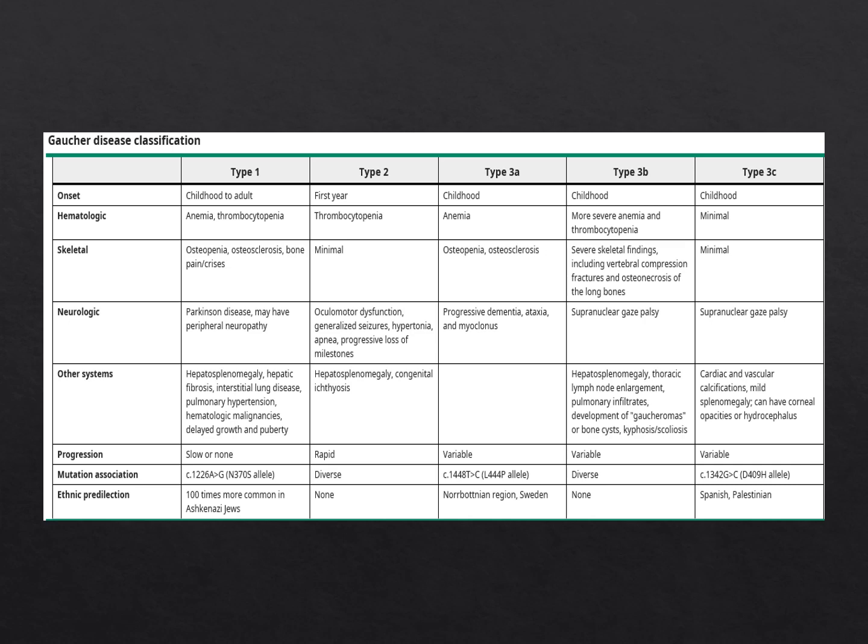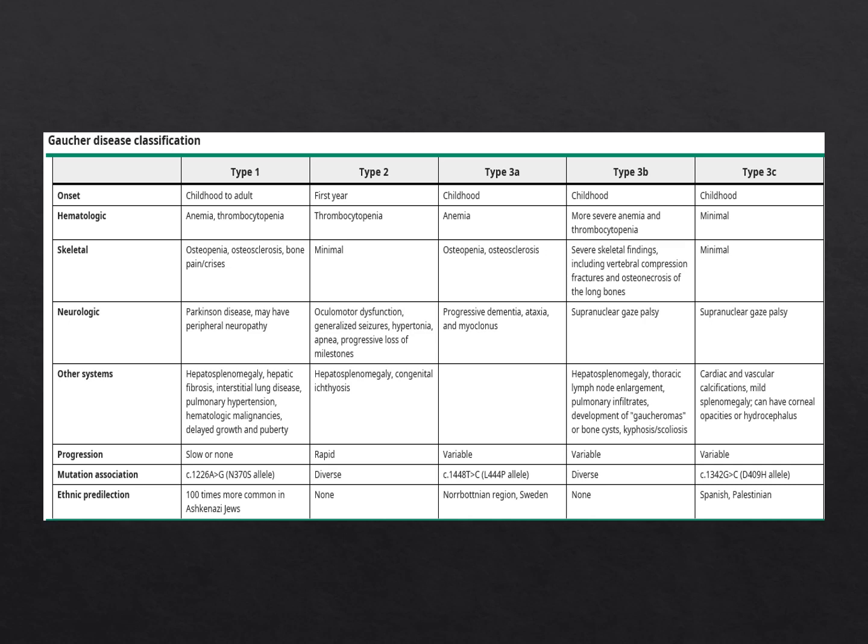Other points to be noted include that type 2 is a more severe form of Gaucher's disease, affecting children within their first year, and it also has a more diverse mutation. The progression of the disorder into a more severe form is more commonly seen in type 2 Gaucher's disease.